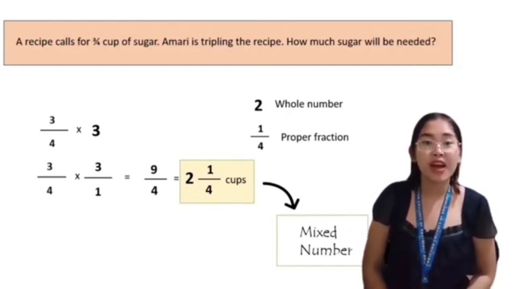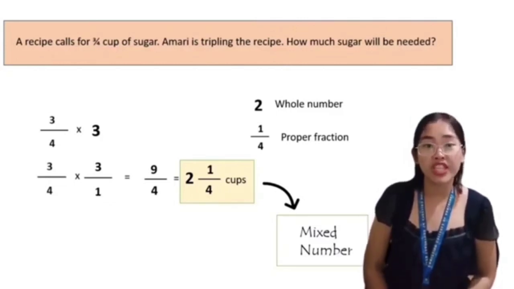Lastly, simplify the fraction 9/4 because this is an improper fraction. We need to change this into a mixed number. 9 divided by 4 is 2 1/4.